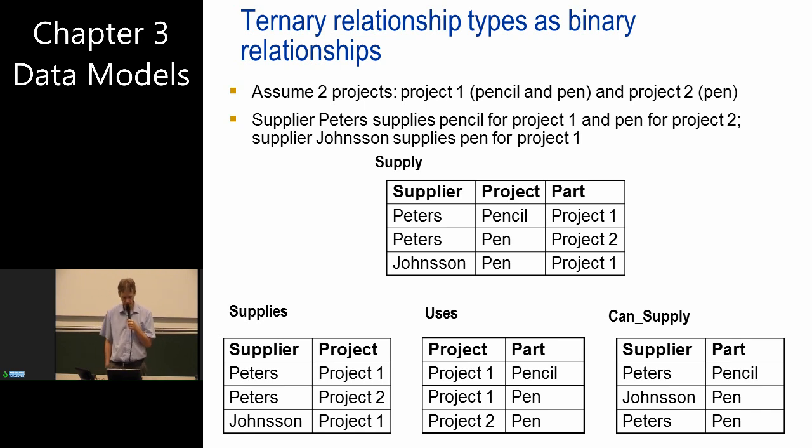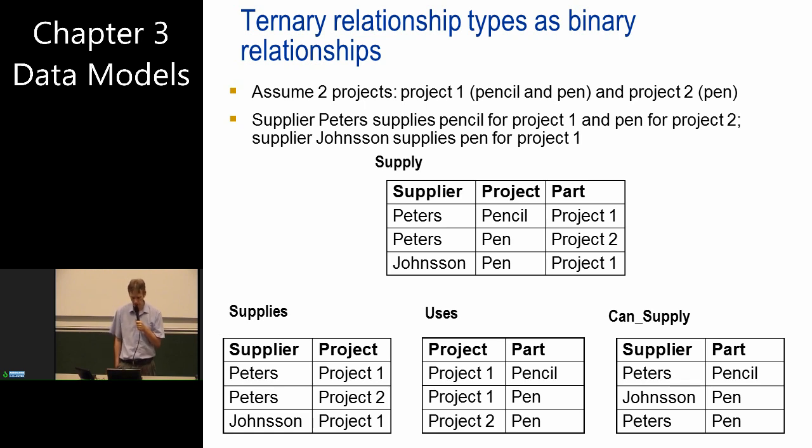We have two projects. Project 1 uses a pen and a pencil, and project 2 uses a pen. Supplier Peters is going to supply the pencil for project 1 and the pen for project 2, and Johnson is going to supply the pen for project 1. So here you can see, if you model it in a ternary relationship type, you have the relationship type supply. You see that Peters is going to supply the pencil for project 1, Peters is going to supply the pen for project 2, and Johnson the pen for project 1.